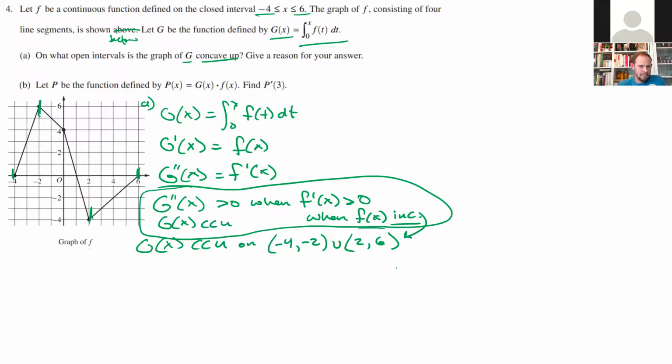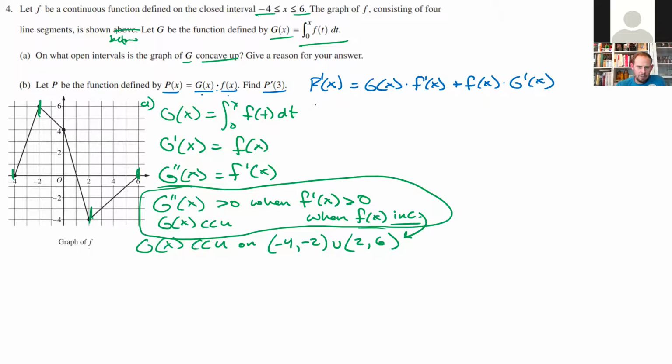All right, so there's part A. All right, part B, this is probably where it gets a little bit more fun. Let P be the function defined by P of x is g of x times f of x. Find P prime of 3. Well, the first thing I want to do is find P prime of x. So I've got to do a product rule here. That's first times derivative of the second, so g of x times f prime of x, plus the second times derivative of the first, so that would be g prime of x.